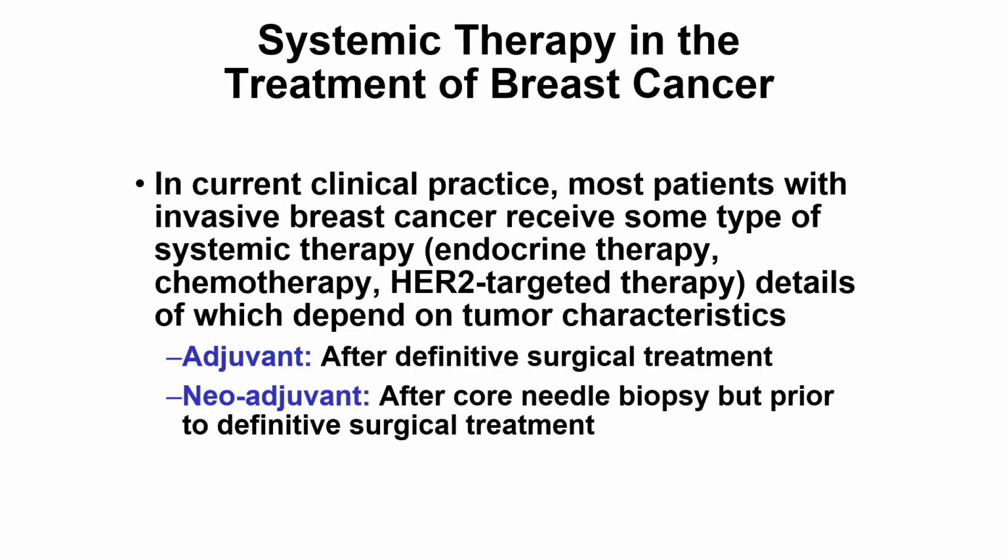So, as I'm sure you know, in current clinical practice, most patients with invasive breast cancer receive some type of systemic therapy, either endocrine therapy, chemotherapy, HER2-targeted therapy, or some combination of these, the details of which depend on the tumor characteristics. And systemic therapy can be either given in the adjuvant setting, meaning after definitive surgical treatment, or in the neoadjuvant setting, that is after a core needle biopsy showing a diagnosis of cancer, but prior to definitive surgical treatment.